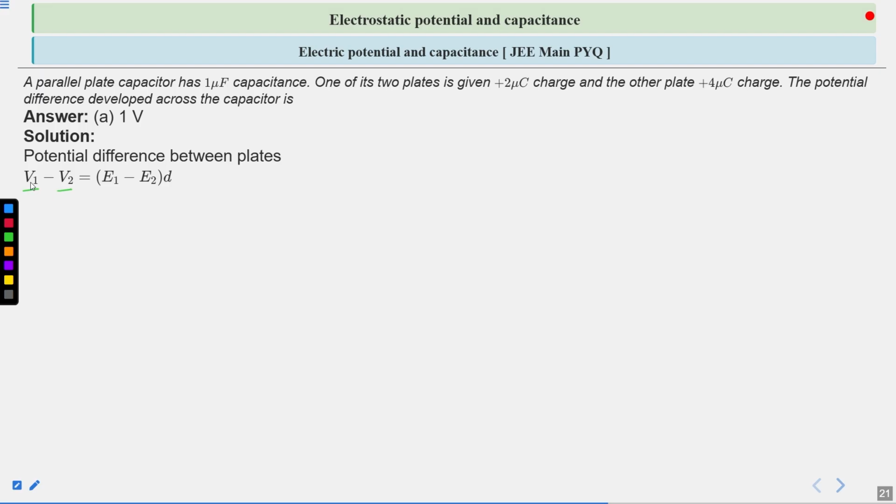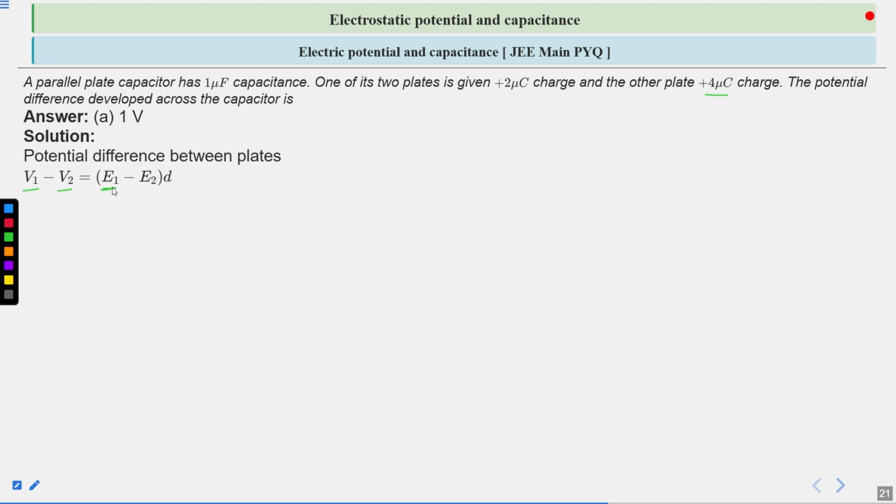V1 is the potential of the positive plate, we can see. But here both the plates are positive. So the plate with greater potential, okay, the plate having more positive charge, so 4 microcoulomb, is V1, so V1 minus V2.